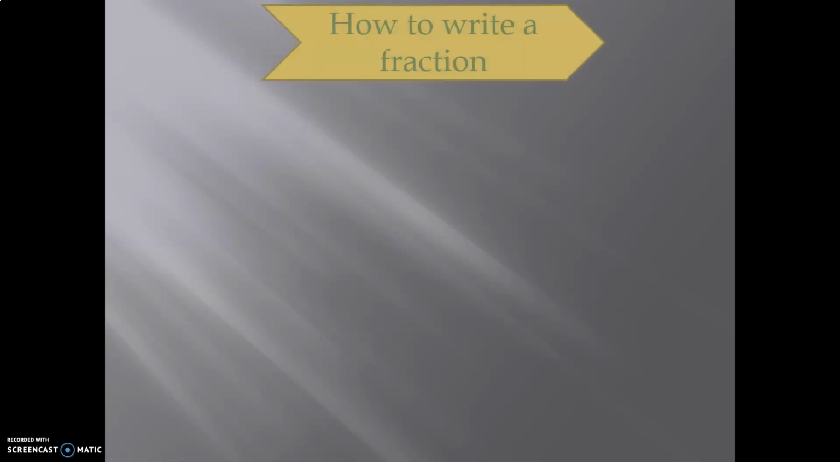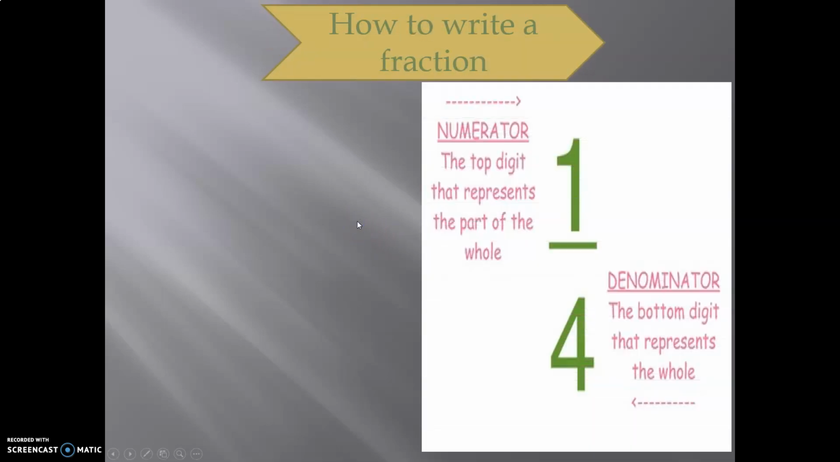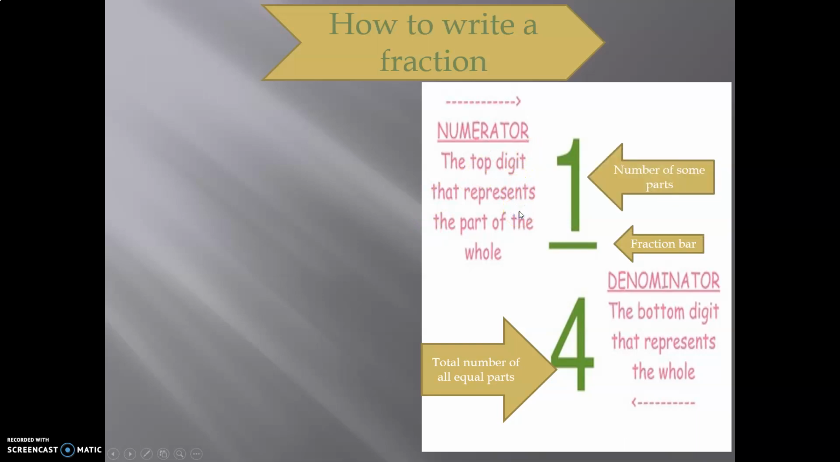Now, how to write a fraction? The fraction is made of a number up, a number down, and between them there is a dash. The number down is called the denominator, and it represents the whole. It means the total number of equal parts. And the number up is called the numerator, and it represents some parts. And between them, there is a fraction bar.